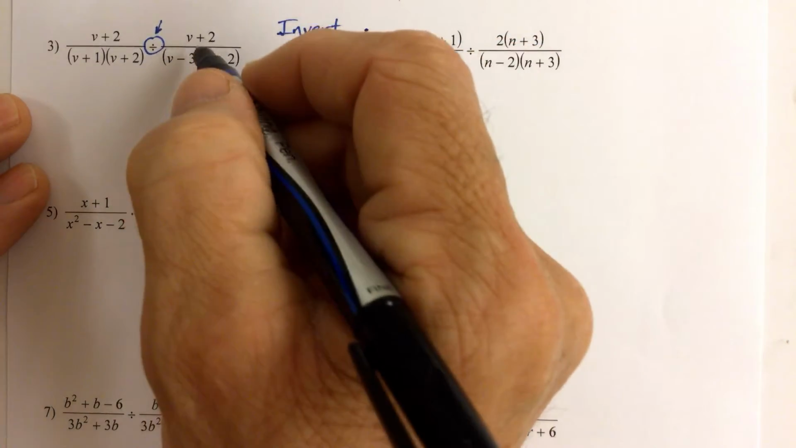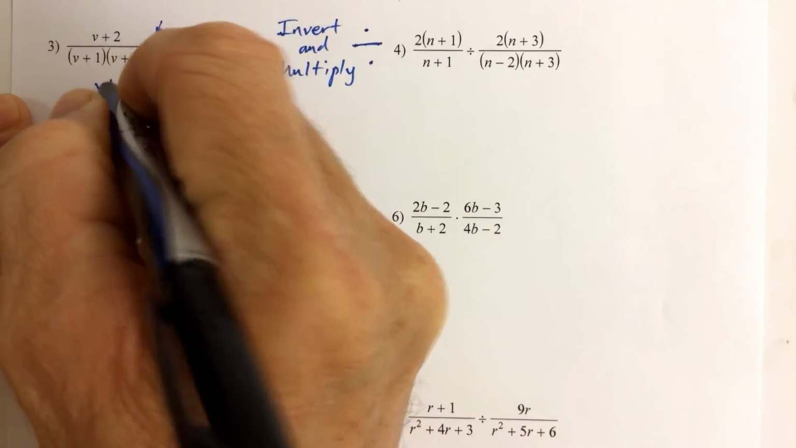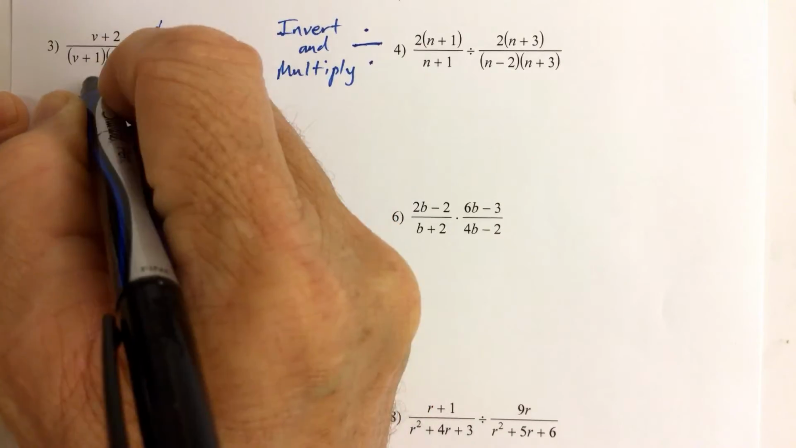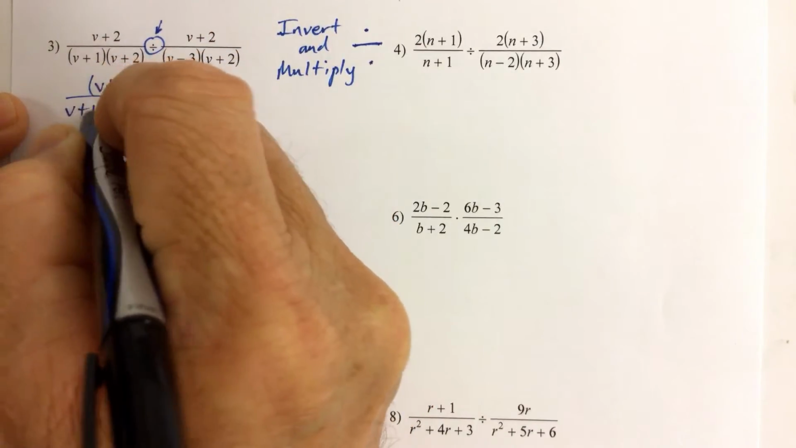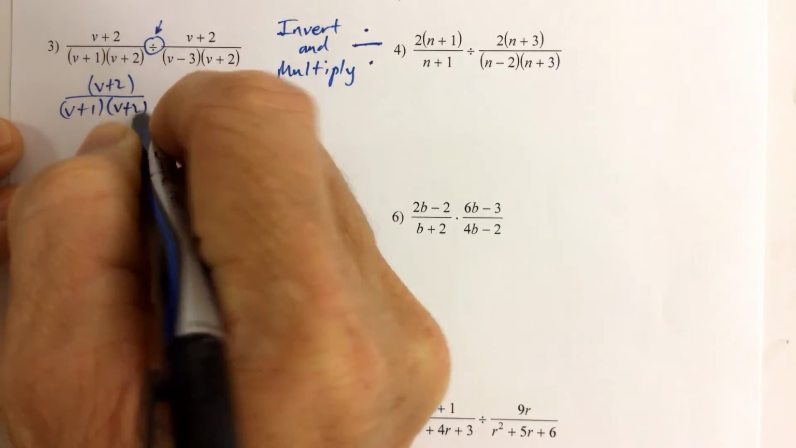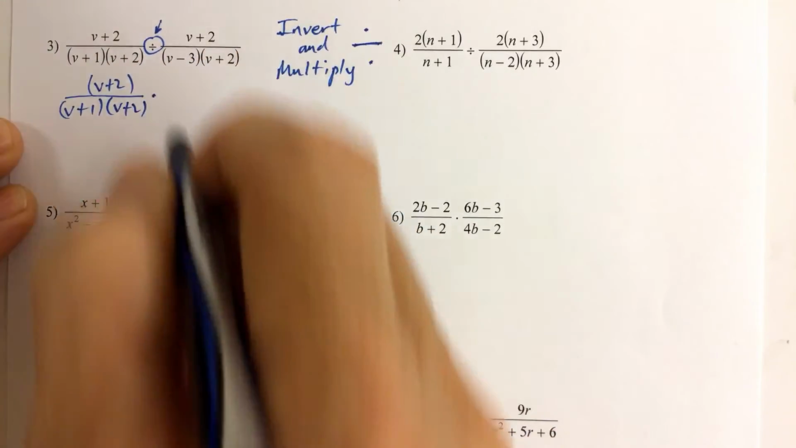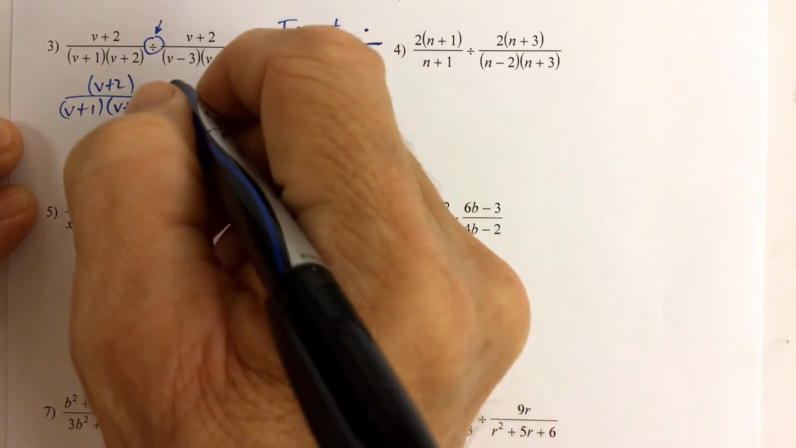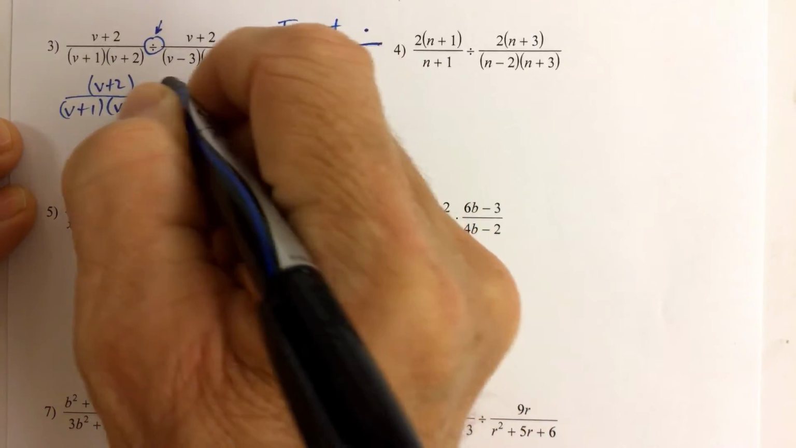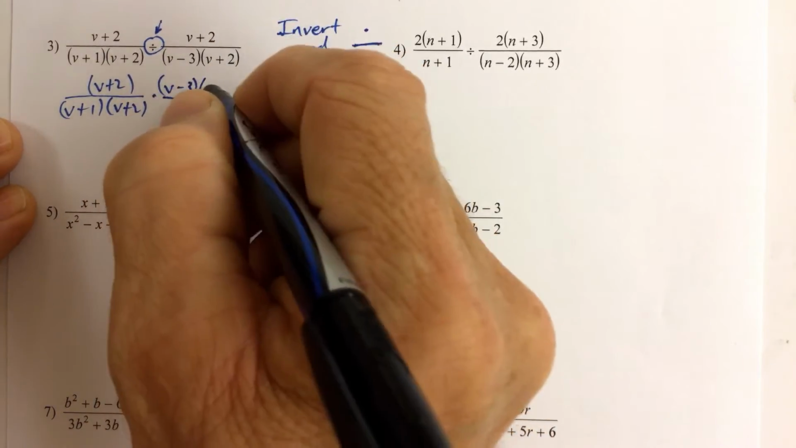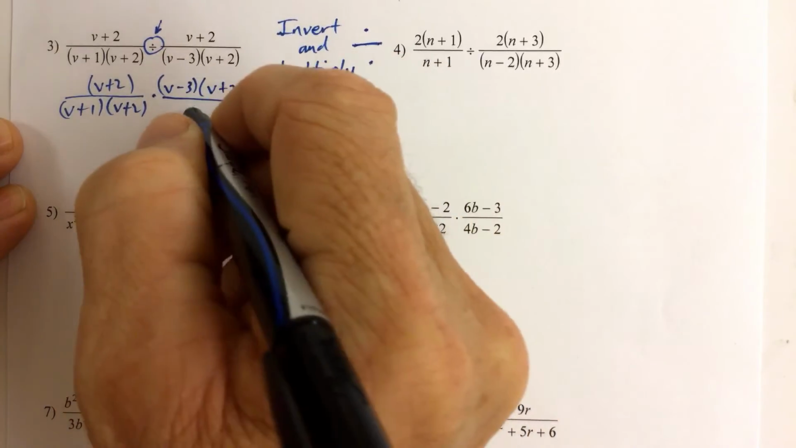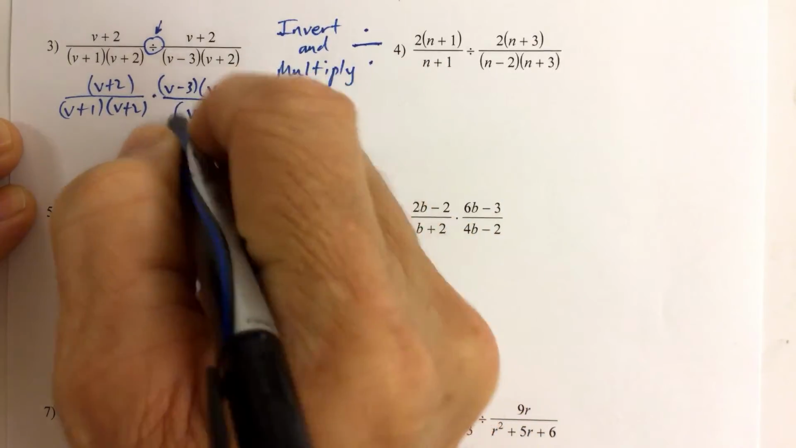You switch them. So invert and multiply: you don't invert the first fraction, you keep the first fraction the same, v plus 1 times v plus 2, and then you're multiplying, you're going to flip over the second fraction. You may remember that from years past. You flip the second fraction so the denominator becomes the numerator and the numerator becomes the denominator.